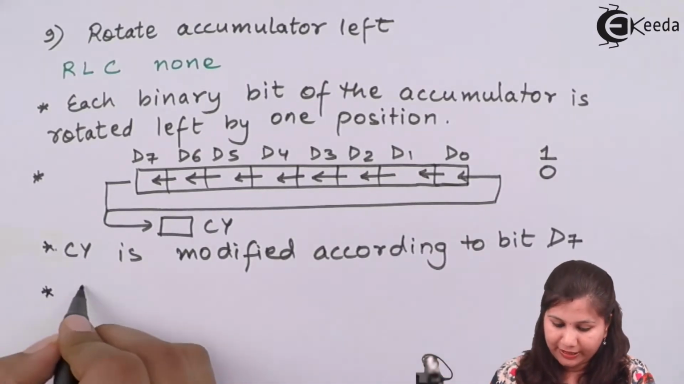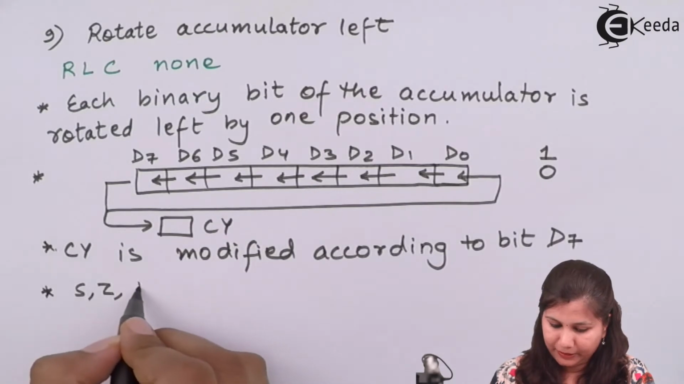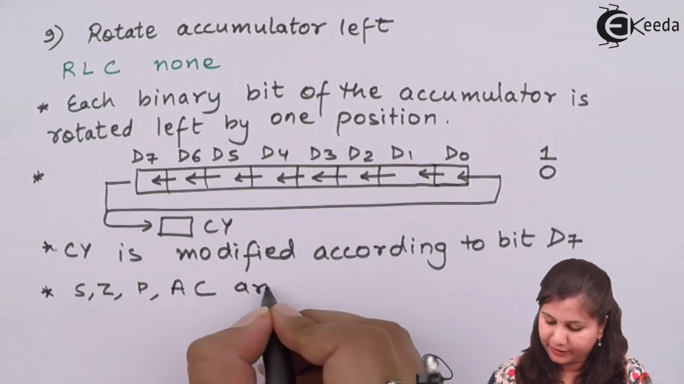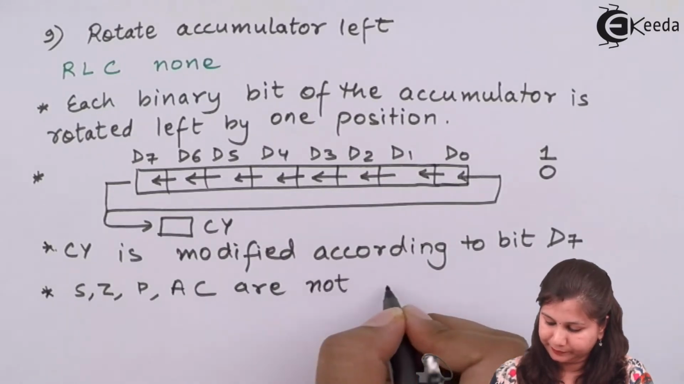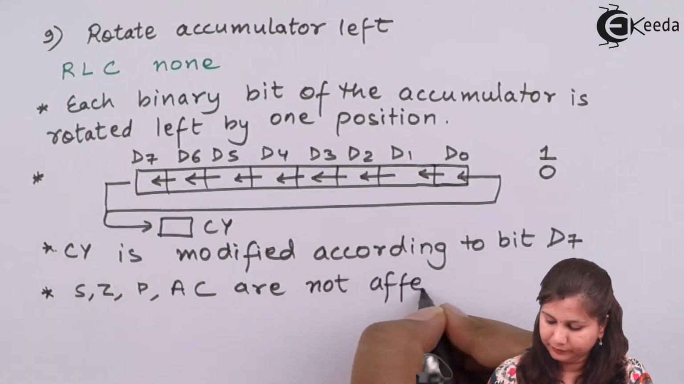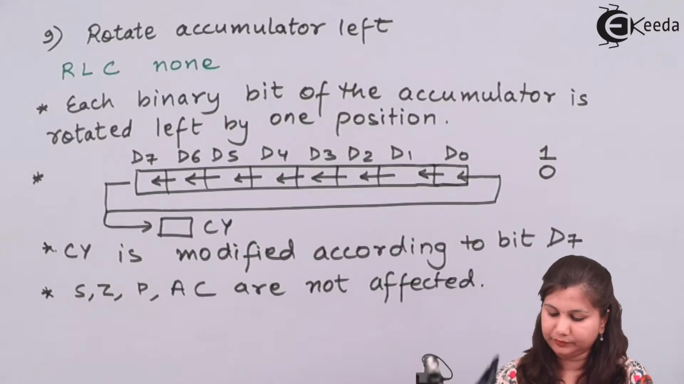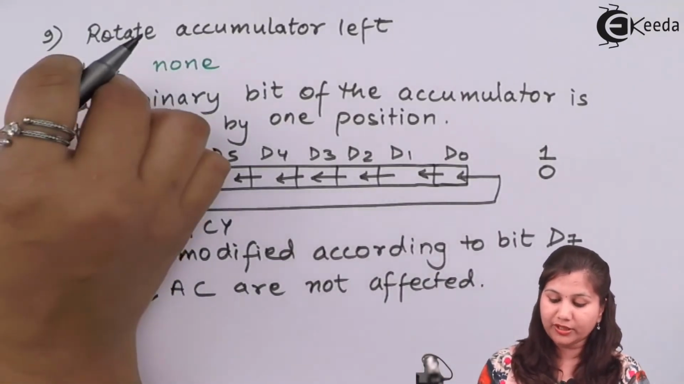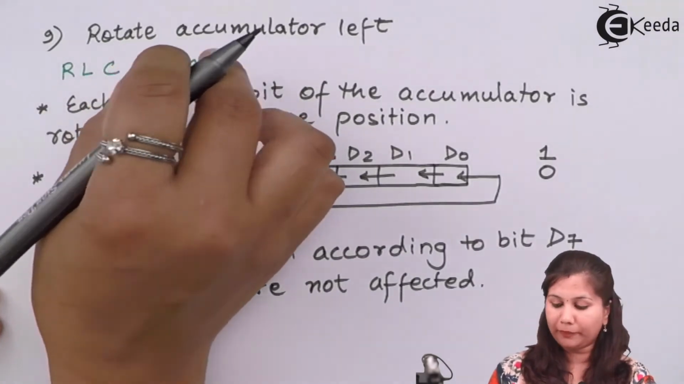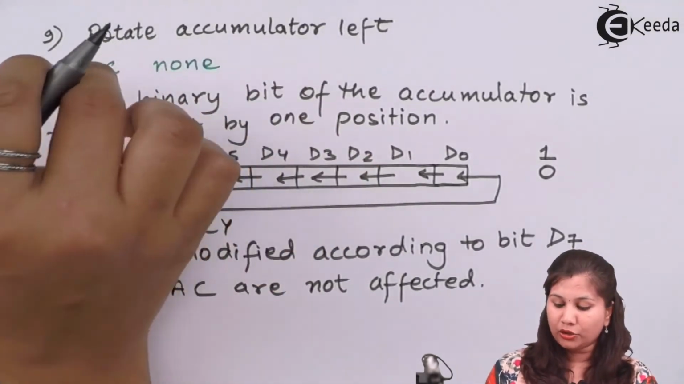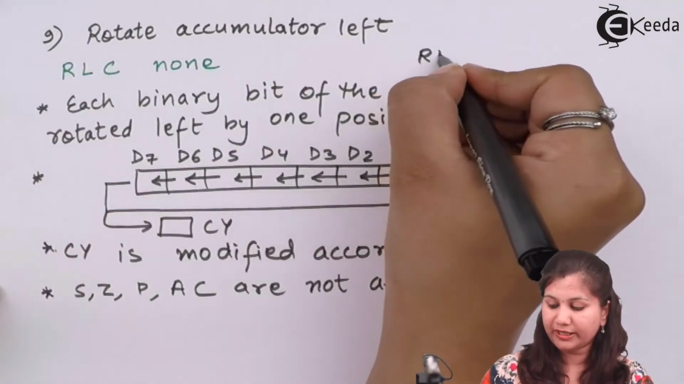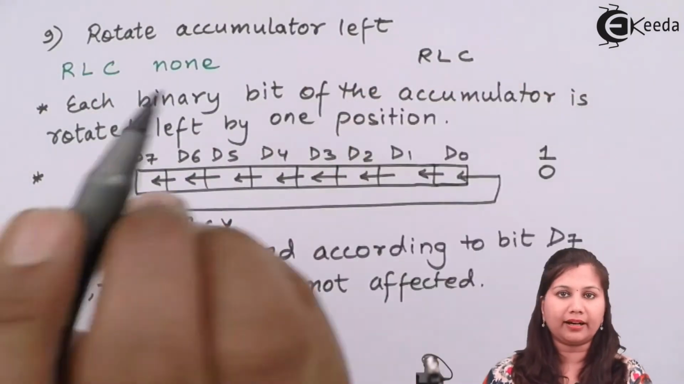The remaining flags S, Z, P and auxiliary carry are not affected. Okay, and because this instruction does not have any operand, it is implicit, so in the program if we are using this instruction, we will just write the mnemonic RLC.